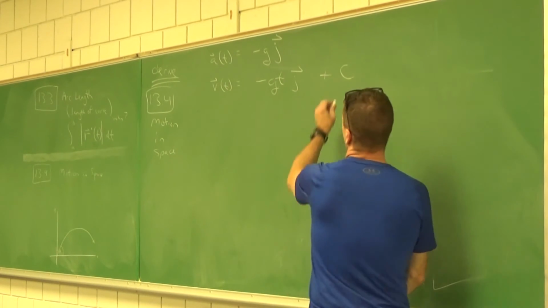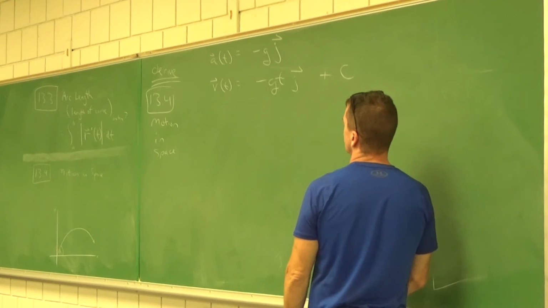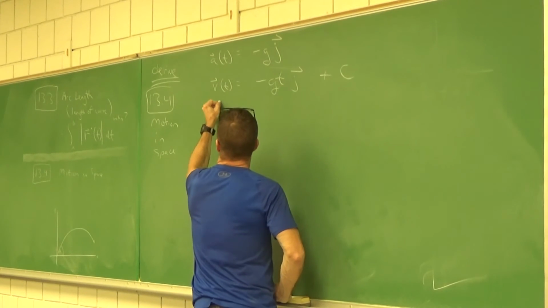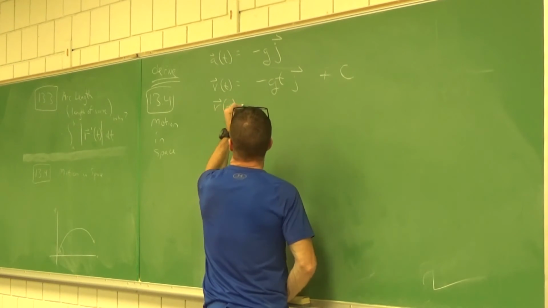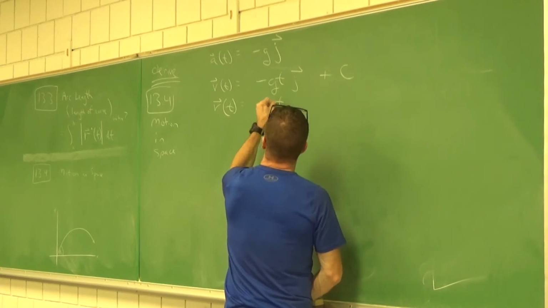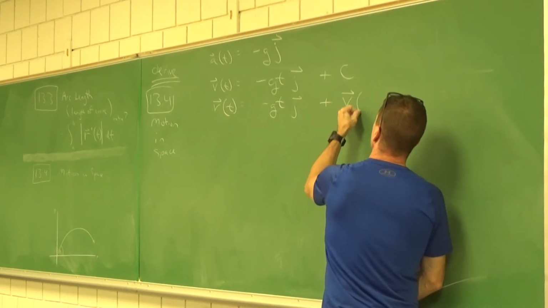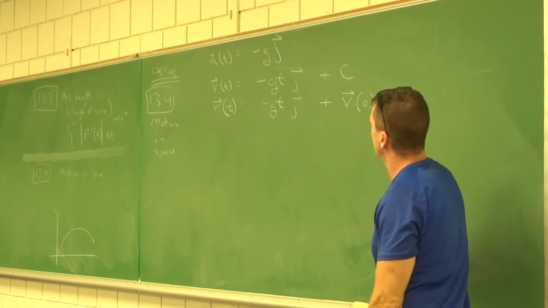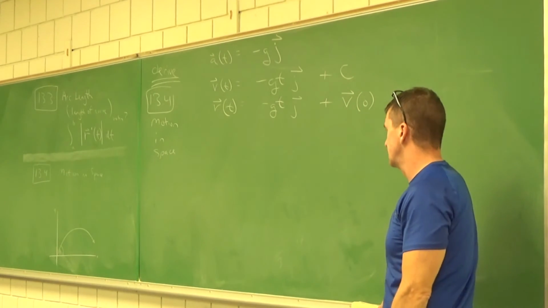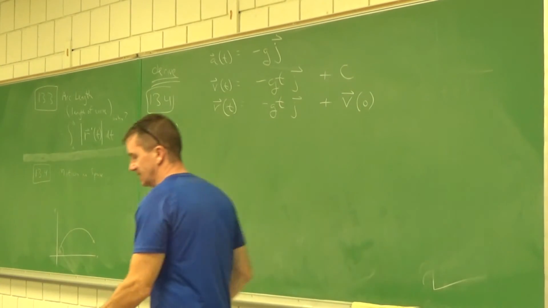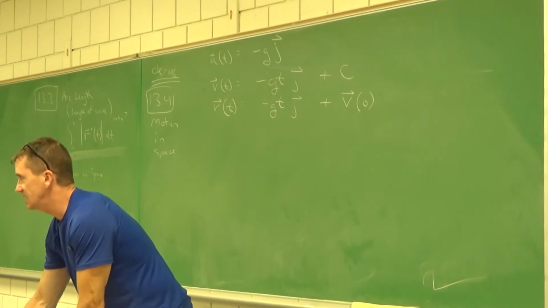All right, in this constant here, I want you to think of this constant as the initial velocity vector. That's what it is. It's the initial velocity vector. So I'm going to put V of 0 for the constant. That's what the constant is. Now I'll go off to the side and let you and I talk about this V of 0 right now.